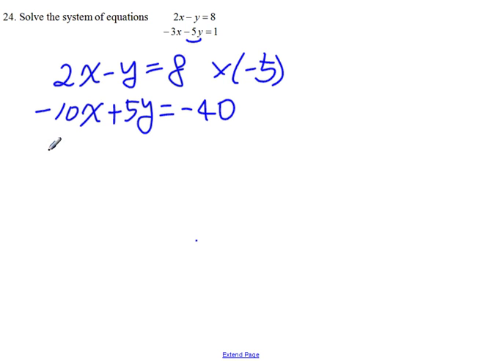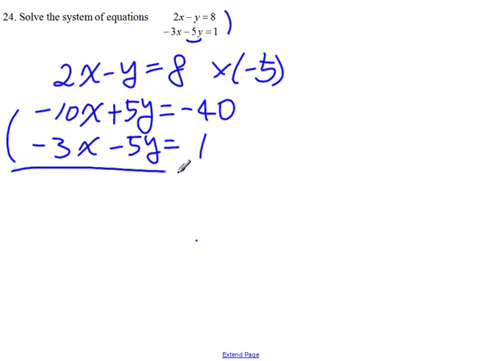So now, instead of solving this system, we can solve this new system. We say this system is equivalent to the original system. So what do we do? We just add these two equations because we can remove the variable y. So we get -13x on the left and -39 on the right.